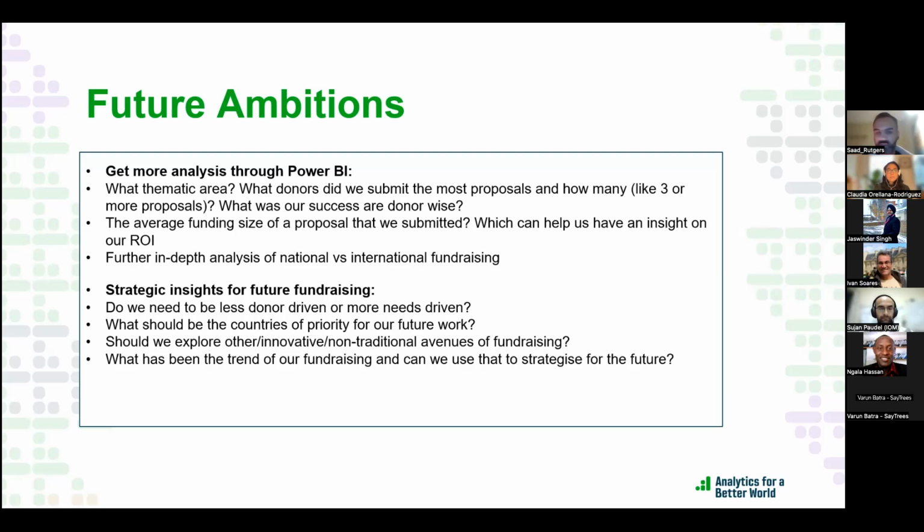I think this can give us a nice analysis and insight into whether we are too focused on a few donors and should be more diversified in our donor profiling. Also, what has been the average funding size of a proposal that we submitted or that was approved? It can be that we submitted a proposal for which we did not have a very positive return on investment, where we invested more time than the price that we got against that funding.